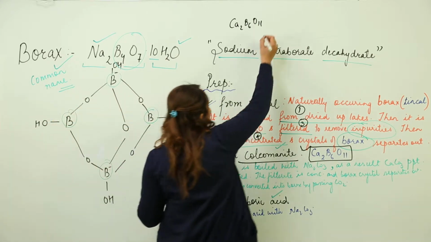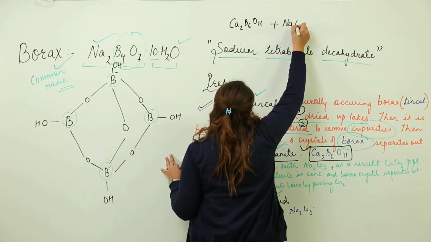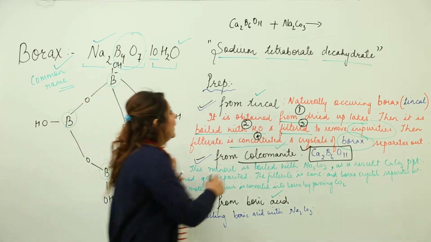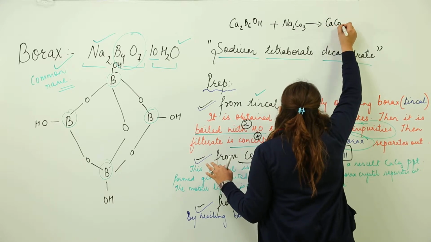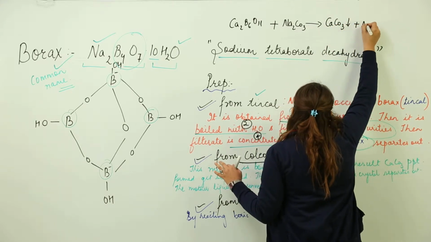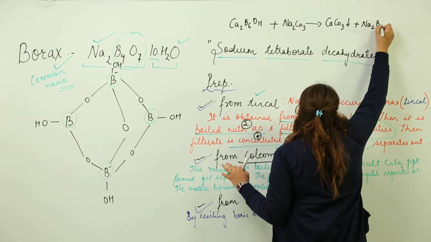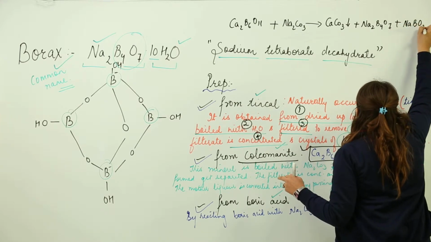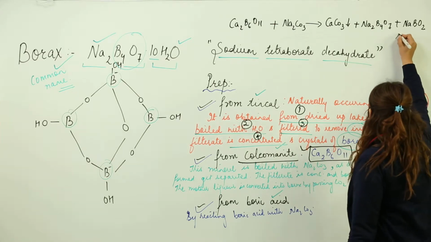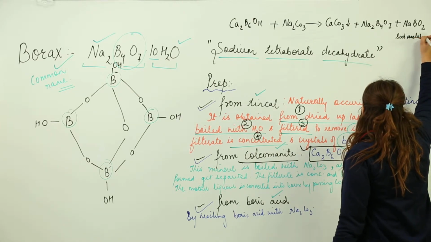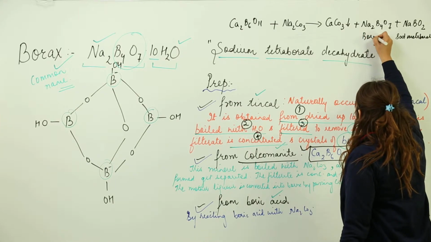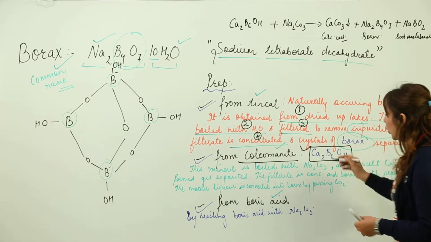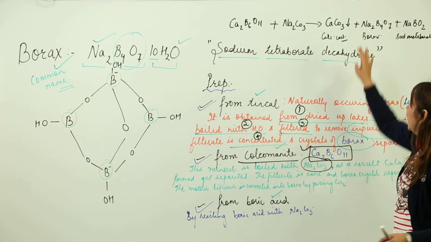Then we boil it with sodium carbonate. We boil this mineral with sodium carbonate. When we boil it, they both react, and as a result they form a precipitate of calcium carbonate. Along with that, they form crystals of borax, and also sodium metaborate, that is NaBO2. This is borax, and this is calcium carbonate. So when you boil colemanite with Na2CO3, you get these products.